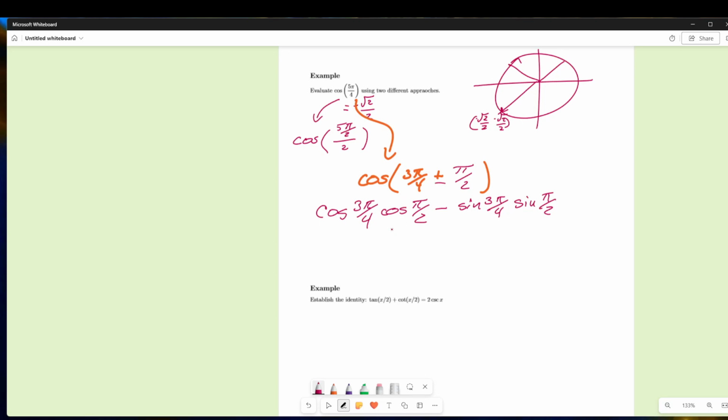Now the cosine of 3 pi over 4 is negative square root of 2 over 2. It's negative because we're in quadrant 2 there. Cosine of pi over 2, though, is 0, so that whole thing's going to go away. Minus sine of 3 pi over 4 is positive square root of 2 over 2. And sine of pi over 2, look at your unit circle, is 1. So it's just the square root of 2 over 2 again.